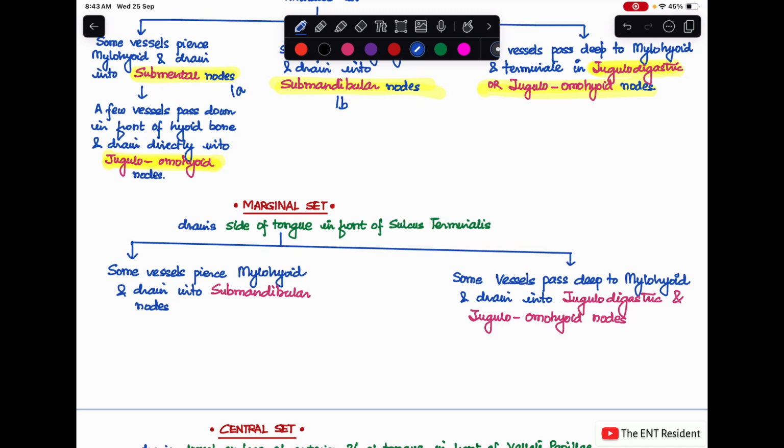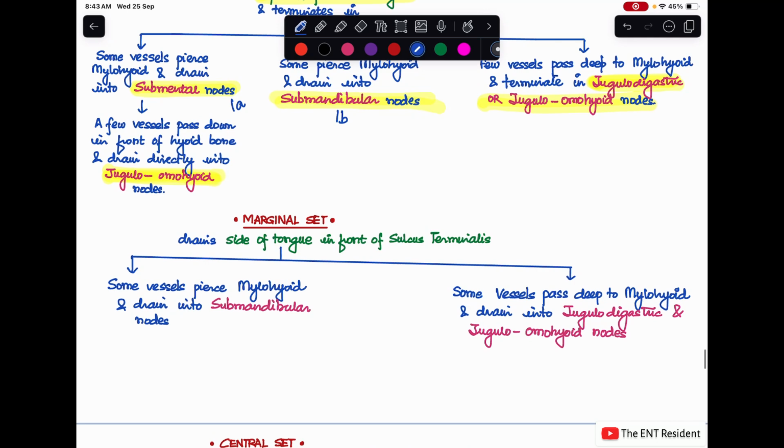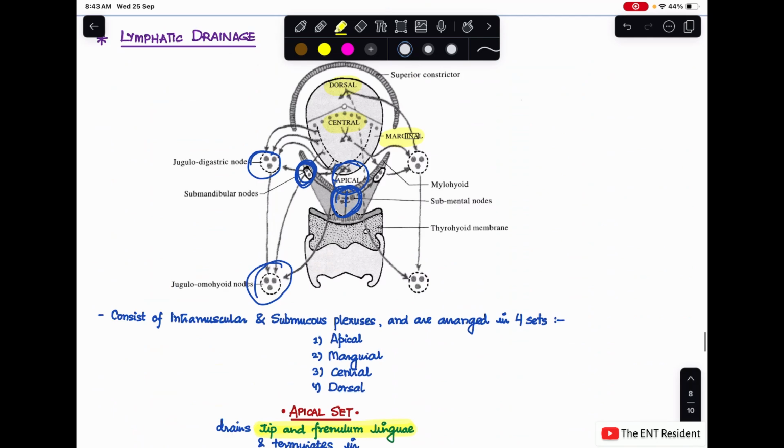Next, we move on to the next set, which is the marginal set. Now, the marginal set of lymph nodes, they drain the side of the tongue in front of the sulcus terminalis. And they again have two different types of drainage. Some vessels can pierce mylohyoid and they drain into the submandibular nodes. And some vessels can pass deep to the mylohyoid and drain into the jugulodigastric and jugulo-omohyoid nodes.